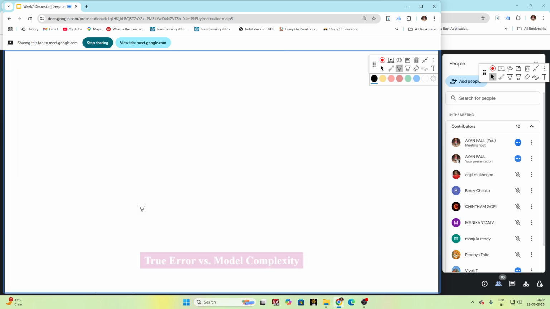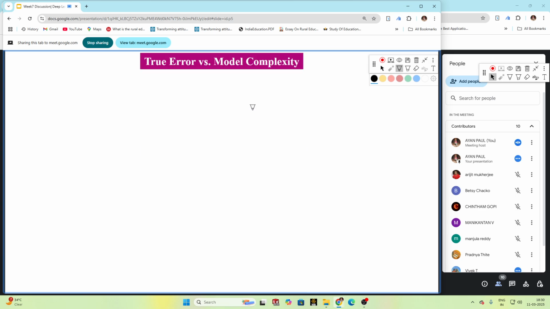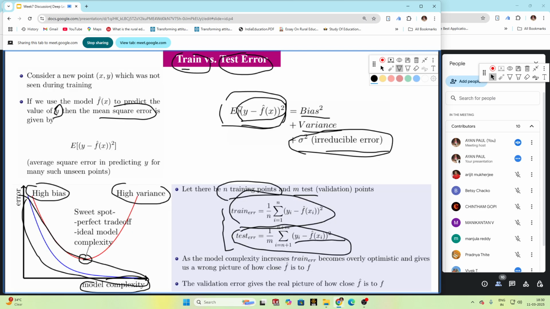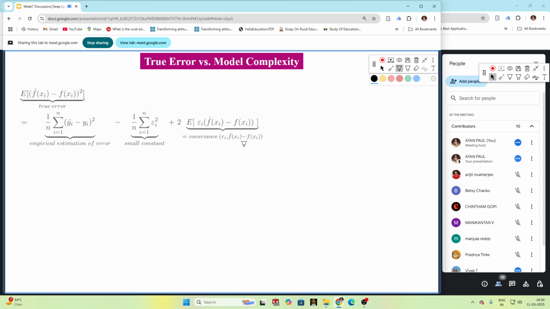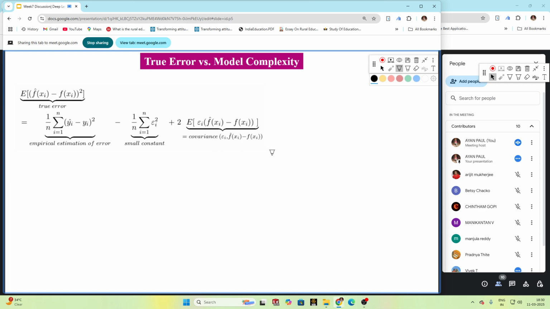Now, whatever we have discussed is regarding the train error versus the test error. Now we will see true error versus the model complexity. The error is nothing but this true error. Now true error is related to model complexity. How true error is related, I am not going into the maths much, but our error is always this.